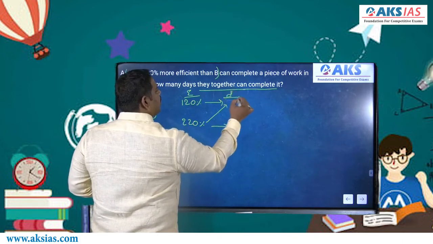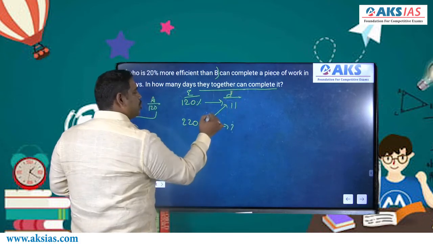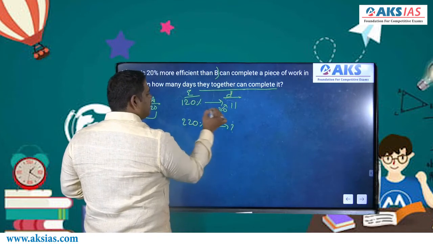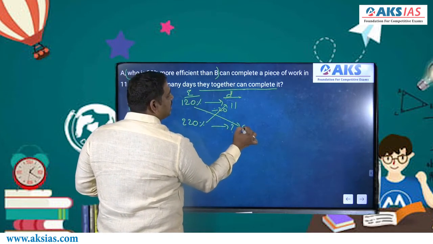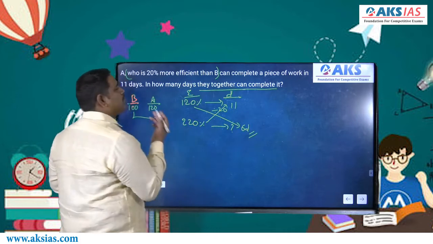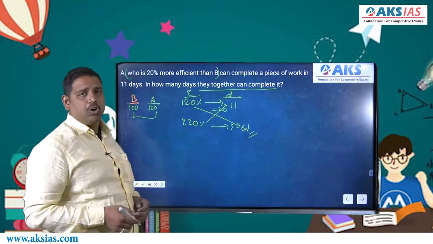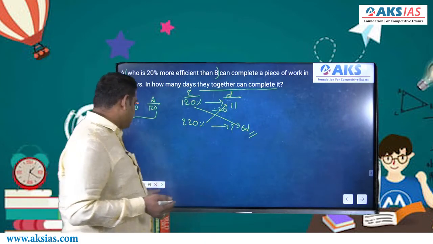Okay, 11. That means you should divide by 20. The same, you should work out 120 by 20. How many days are required? 6 days. So the answer is 6 days. Like this we can work out. This I already explained, right? Let's go to the next question.